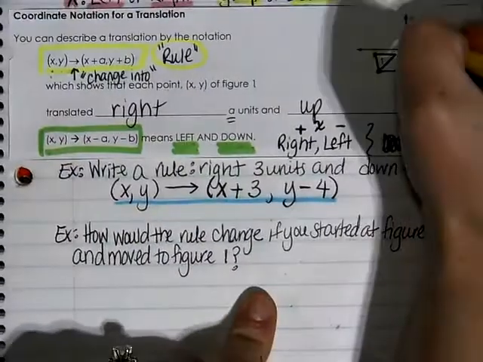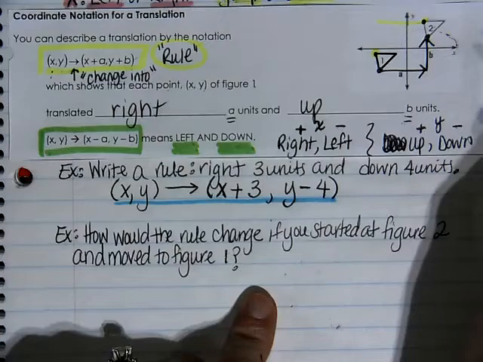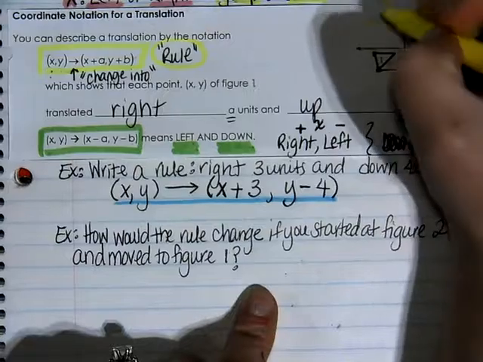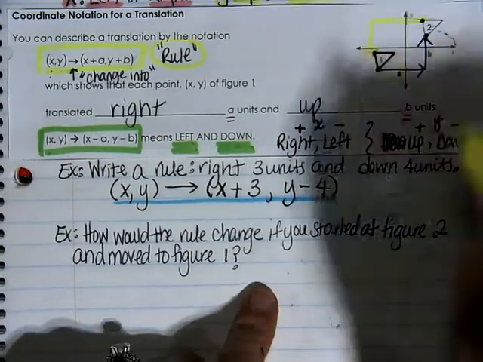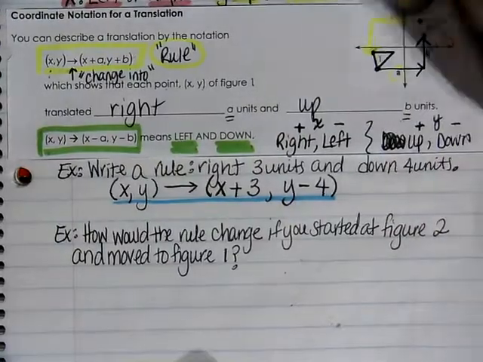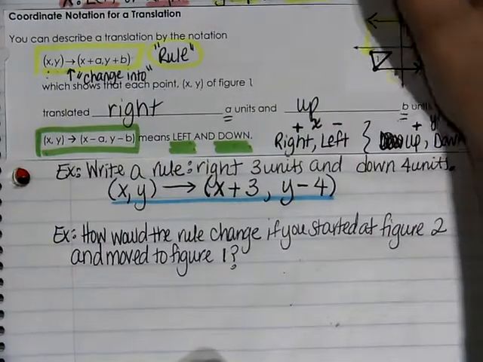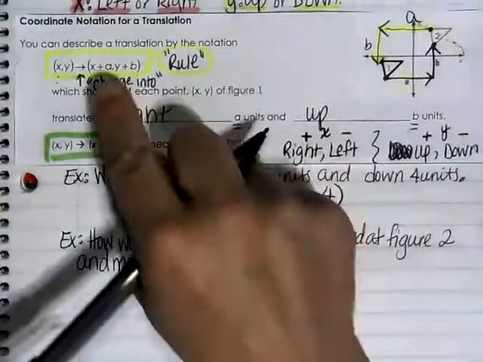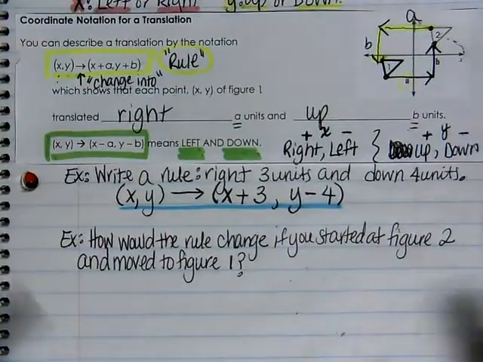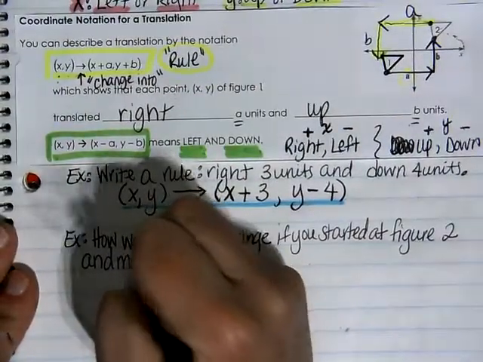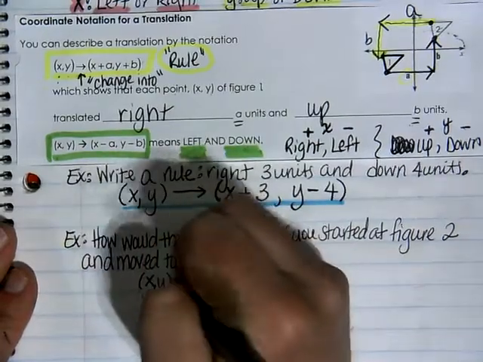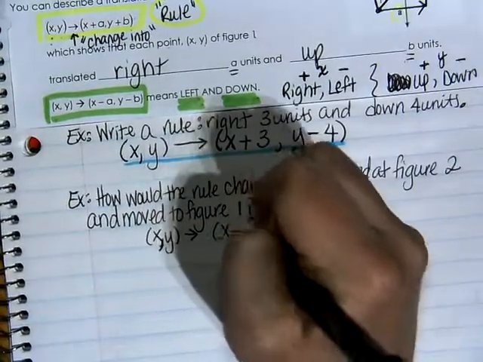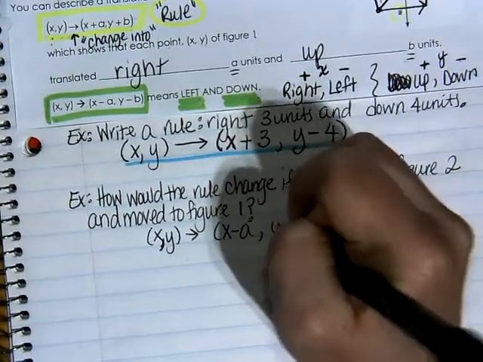Well, it appears as if I am going to the left so many units, and it looks like we're talking about a. We would be going to the left a units and down b units. And I got a and b based on the rule right here. It would be going backwards. So we would say that x, y changes into x minus a, comma, y minus b.